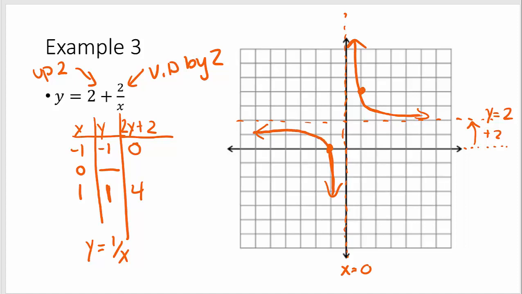And our domain and range. So x does not equal 0. So remember that is our vertical asymptote. And y does not equal 2, which is our horizontal asymptote.